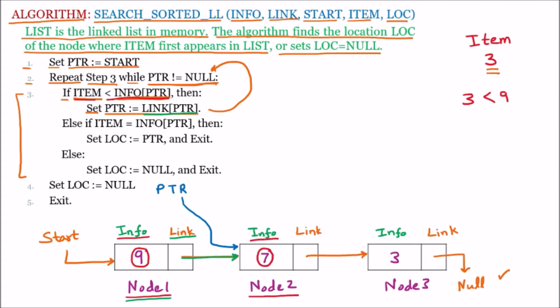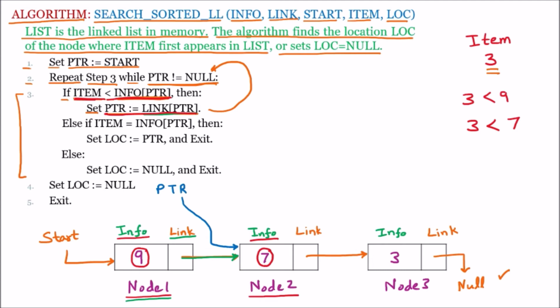So now match it. Item less than info PTR. The item is 3 and that is less than info part, which is 7. So 3 is less than 7, obviously true. So the next line will be executed, and the next line is PTR is equal to link PTR, which we know is moving to the next node.